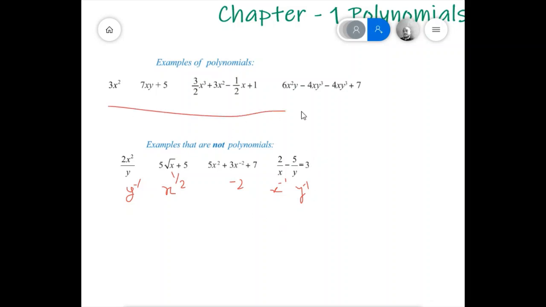But in this case, the exponents of all the variables are whole numbers. So these types of expressions are known as polynomials. So you have learned about addition, subtraction and multiplication of polynomials in class 9th. So let us consider the operations of addition, subtraction and multiplication once again.